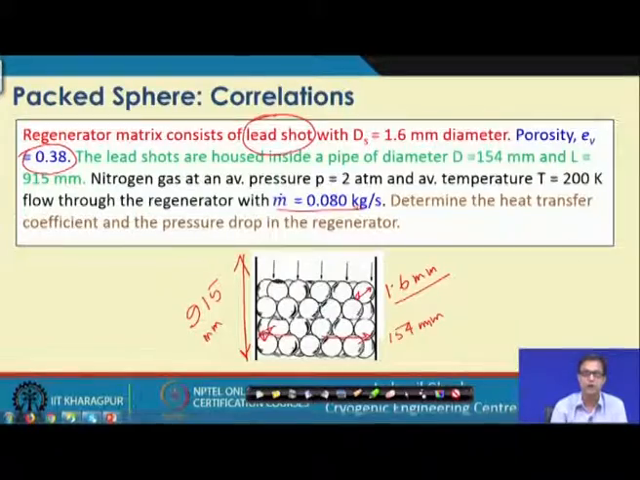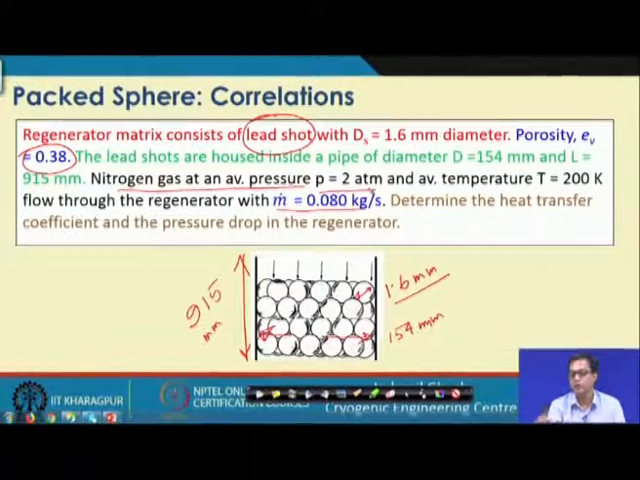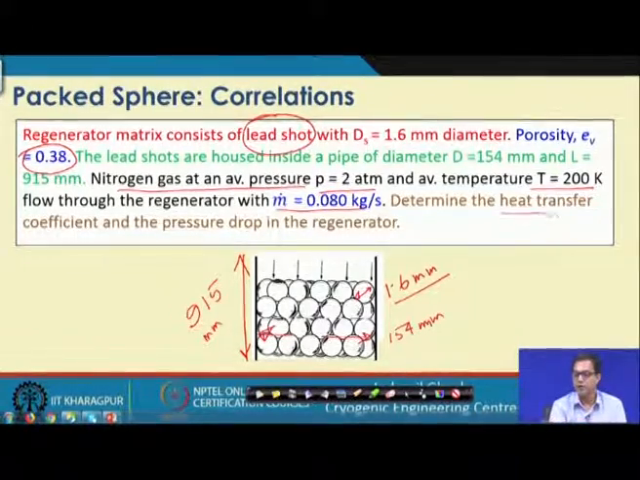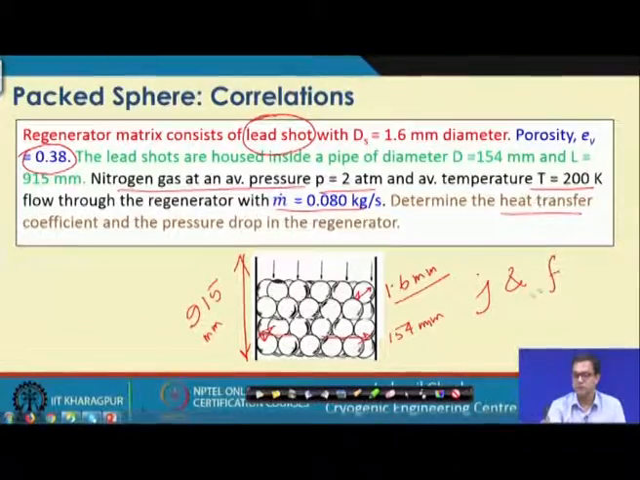The porosity is also given as 0.38, and the mass flow rate m dot is 0.080 kg per second, and the gas is nitrogen flowing at a pressure of 2 atmosphere and at an average temperature of 200 Kelvin. With this information we need to find out the heat transfer coefficient and the friction factor.